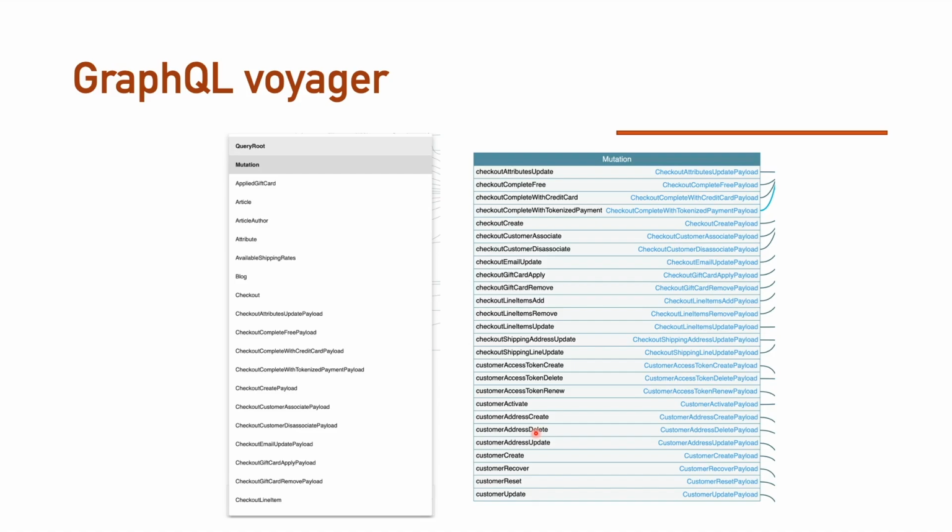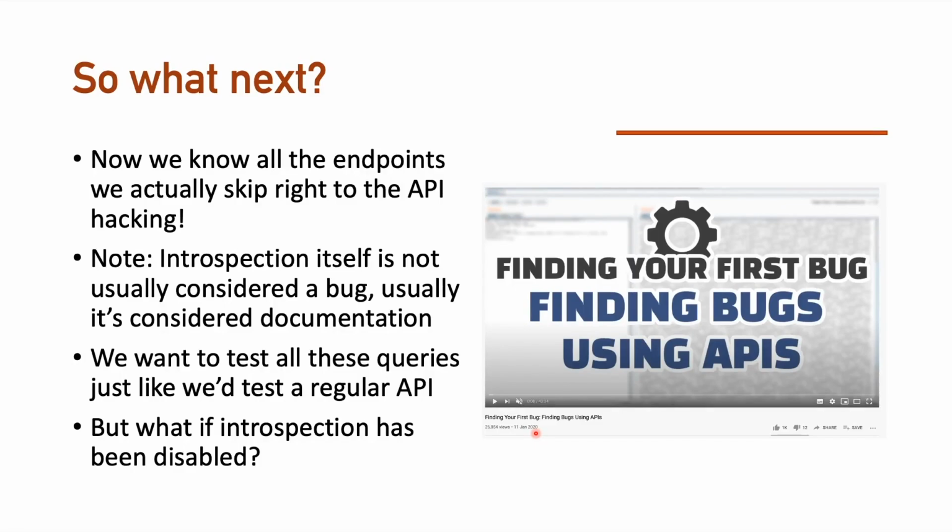What bugs are there likely to be? Well, how do I kind of approach this? Okay, so what's next? What we do from here is we know all the endpoints. We don't have to do any recon. We can just go straight to the API hacking.